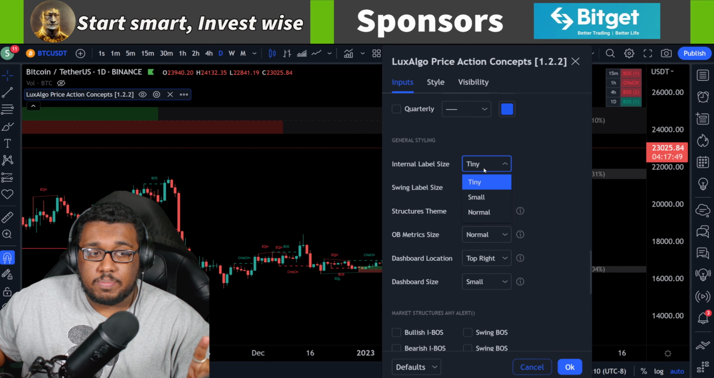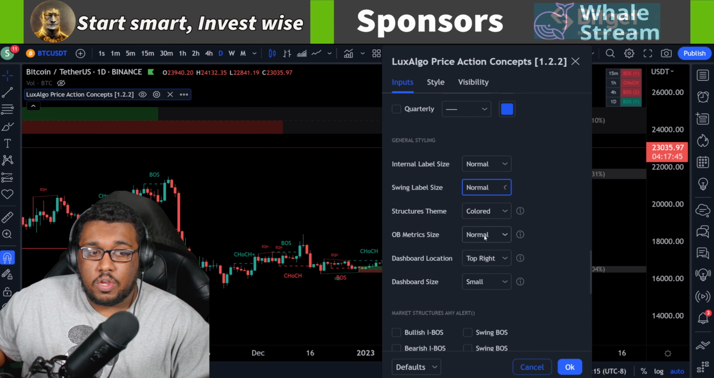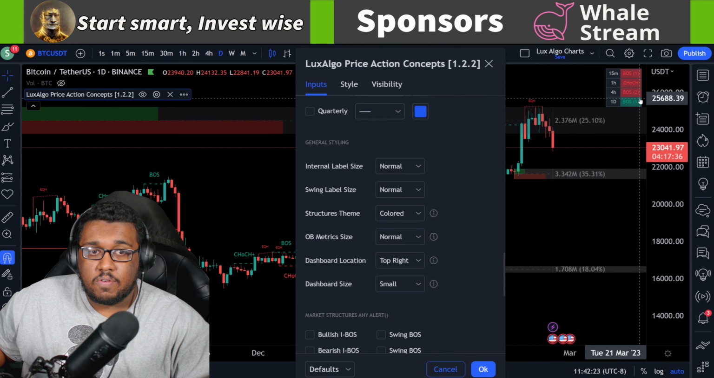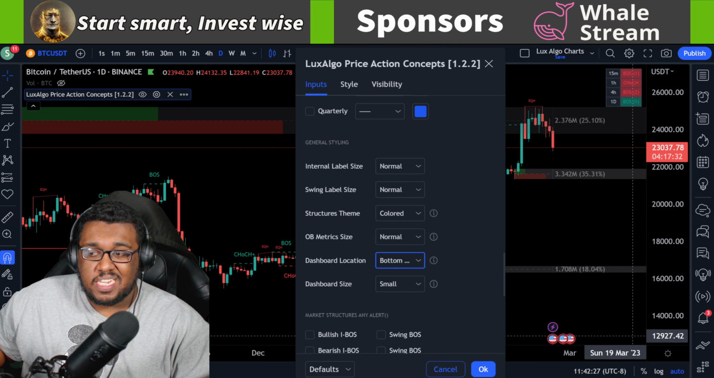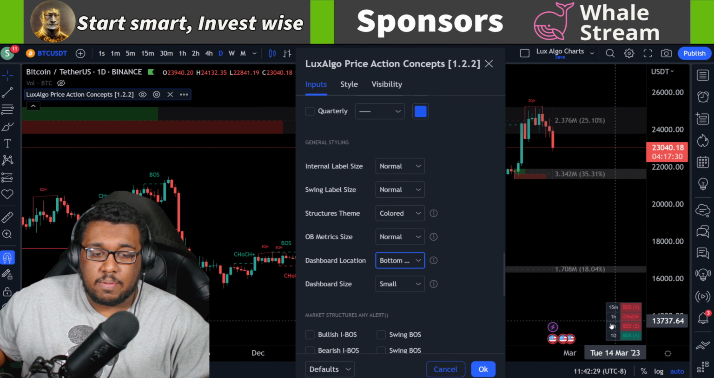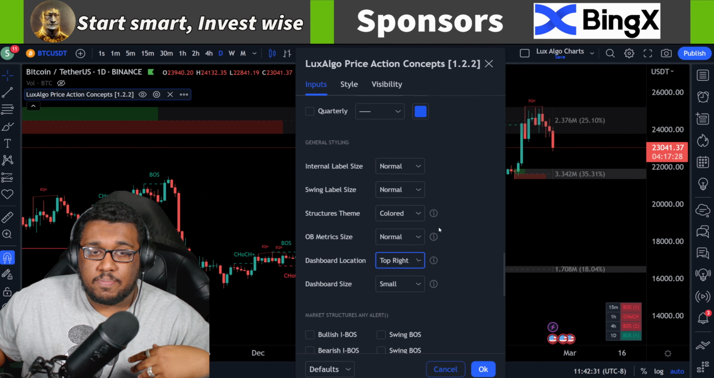I want you to go from tiny to normal for internal label size. For swing label size, normal. Structured theme, I want you guys to keep this colored. OB metric size, I want you to keep this at normal. Dashboard location, this is the dashboard right over here. You can put this in the top right or the top bottom. A lot of you guys like to keep it the top bottom. This is going to be the bottom right over here. I like to keep it over the top right personally.